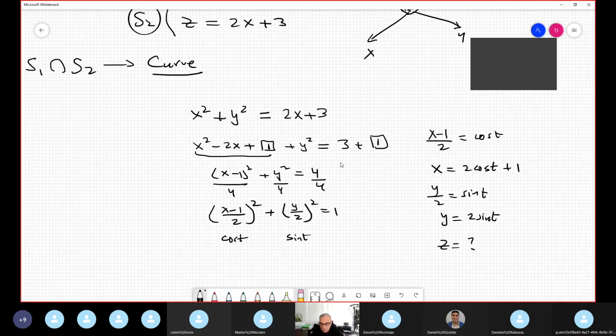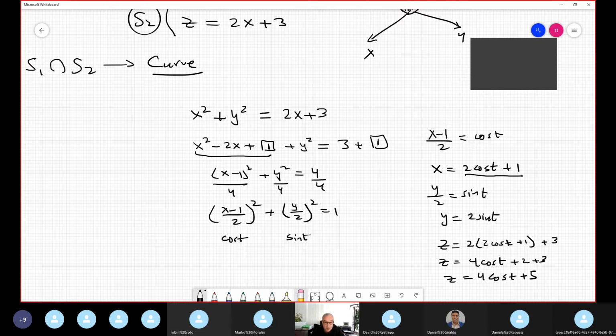And what about z? Because we are working in 3 dimensions, we need 3 parametric equations, no? I want to see what's easy. You go to the easier equation, which in my opinion is the plane equation. Actually, z is already isolated. Good, very good. Therefore, z is equal to 2 times x plus 3, but who is x? x is 2 cosine t plus 1. So z is equal to 4 cosine t plus 2 plus 3, that is 5. Then z is equal to 4 cosine t plus 5.